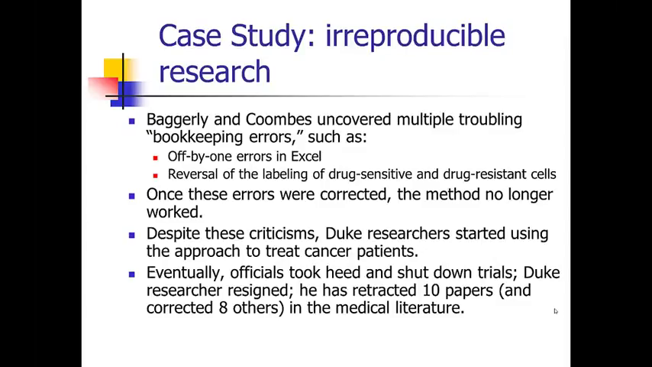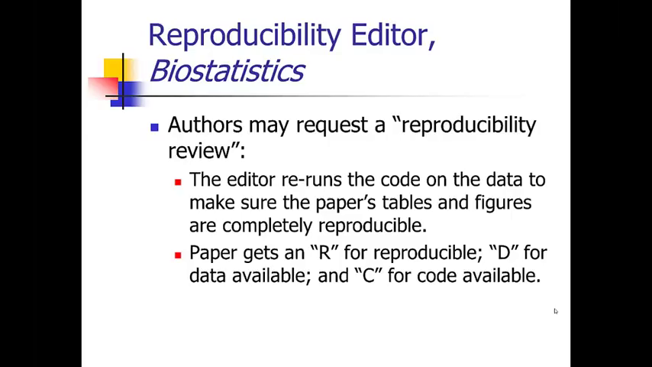The Duke researcher ended up resigning, and now 10 papers have been retracted and another 8 corrected in the medical literature due to this. So this really uncovered a whole set of errors in the literature, and probably some fraud as well. But it took Baggerly and Coombs about 1,500 hours to do this sleuthing. So clearly, this is not going to occur in most cases. These kinds of errors are going to go undetected unless we have research out there that is at least checkable. That's why it's so important that you're able to check the research to verify that there are no errors in the data and the analysis of this type.